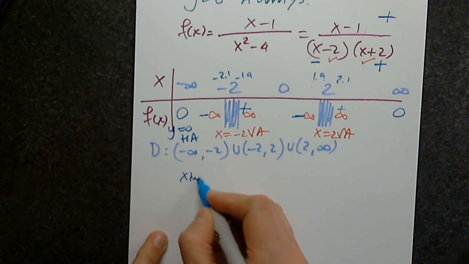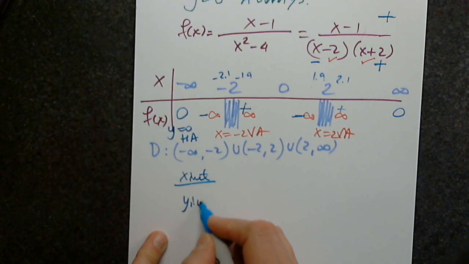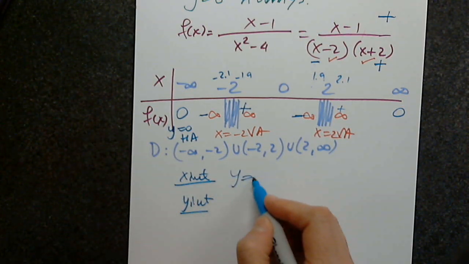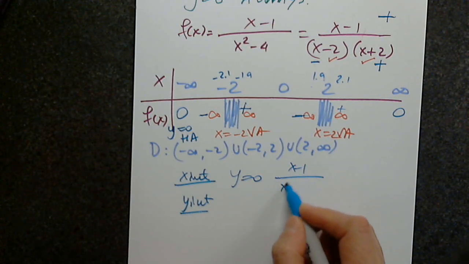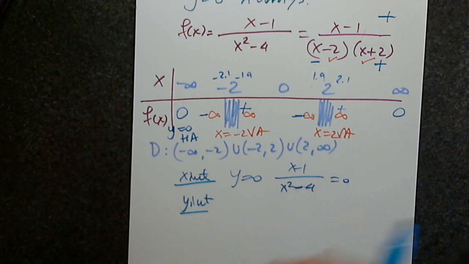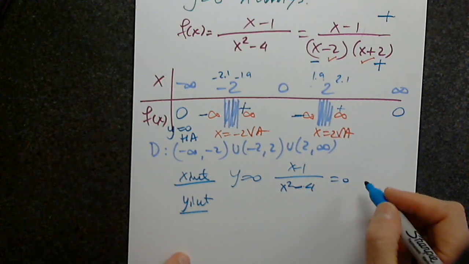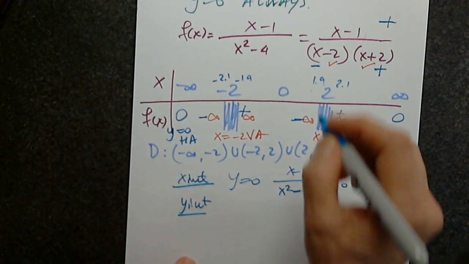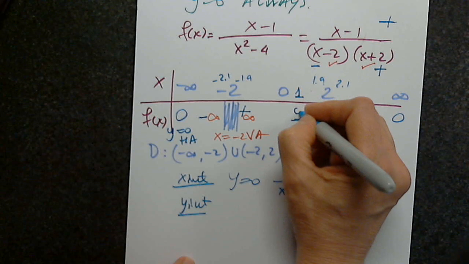Okay, x-intercepts and y-intercept, and we can graph. How do we determine the x-intercepts? Set y equal to 0, so x minus 1 over x squared minus 4 equals 0. When is a fraction 0? When x minus 1 is 0, which means x equals 1. So I have to put 1 where it belongs, and 0.